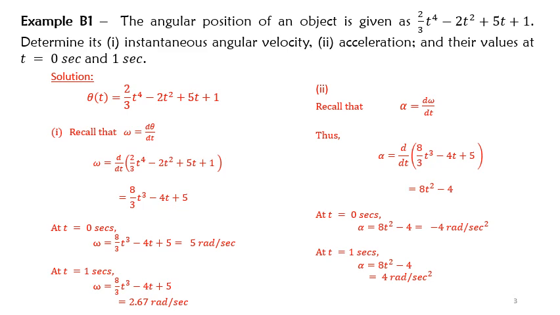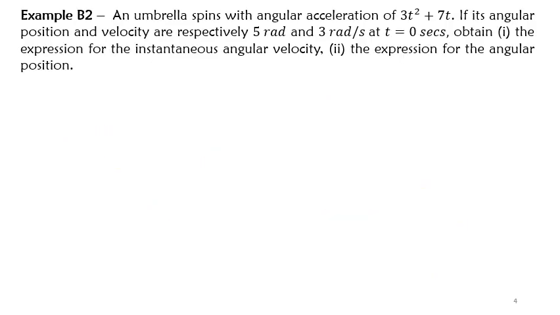Another example. An umbrella spins with angular acceleration of 3t squared plus 7t. Angular acceleration, alpha.